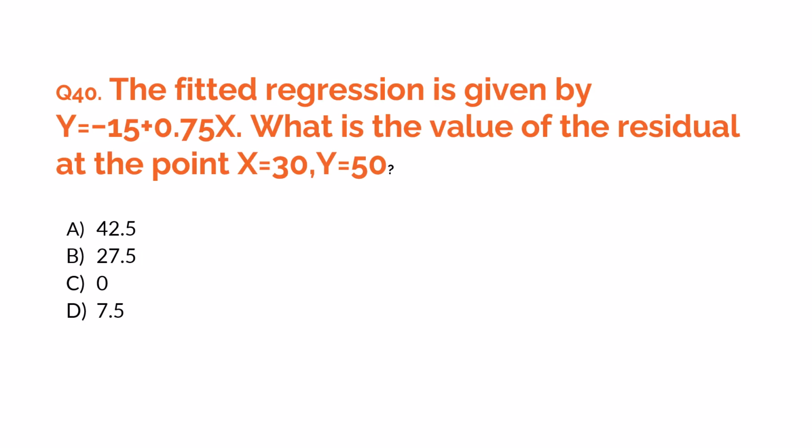The fitted regression is given, and we have to calculate the value of the residual at the given point. So let's calculate y when x equals 30. Putting the value of x in the equation, minus 15 plus 0.75 into 30. Solving this, we get 7.5.